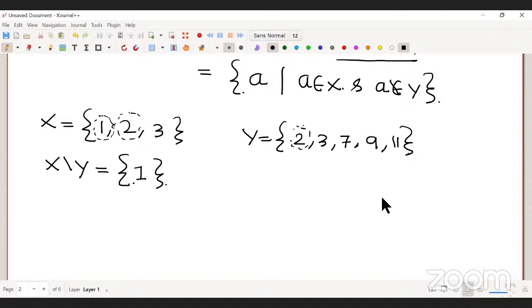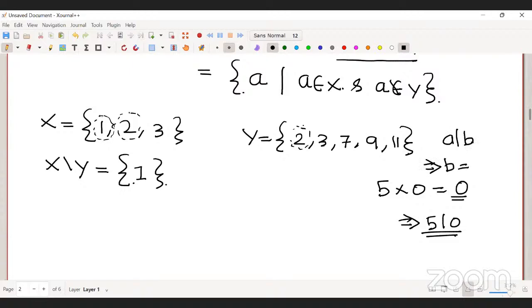So 5 times 0 is 0, which means 5 divides 0. When you say A divides B, it means you can write B as a multiple of A, that is, A times some C. So 5 divides 0 when I can write 0 as a multiple of 5. Here I can write 0 as 5 times 0. Okay, sir.